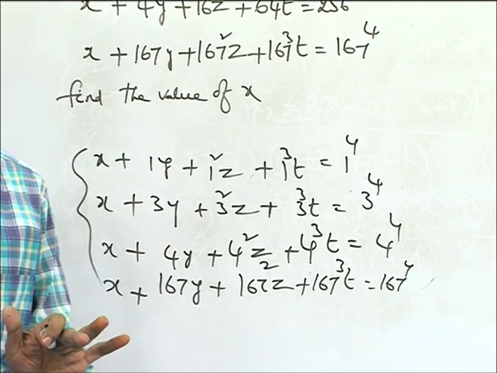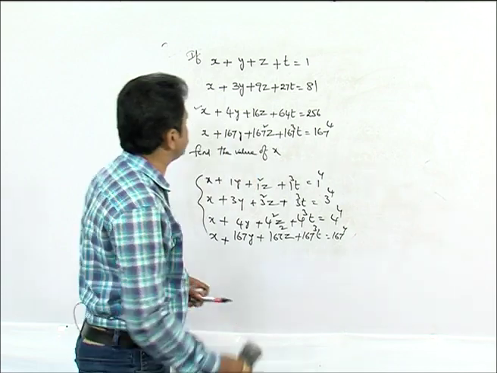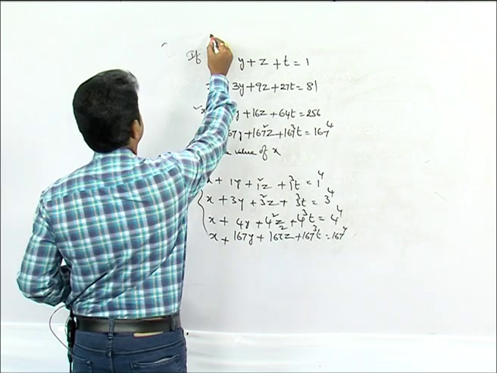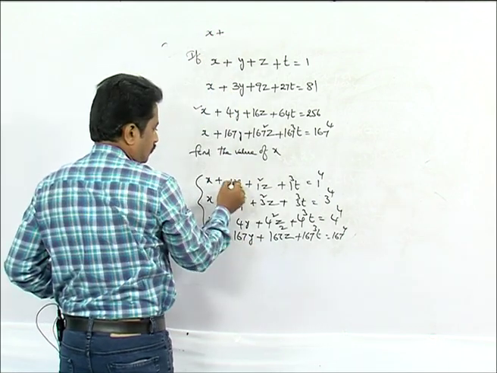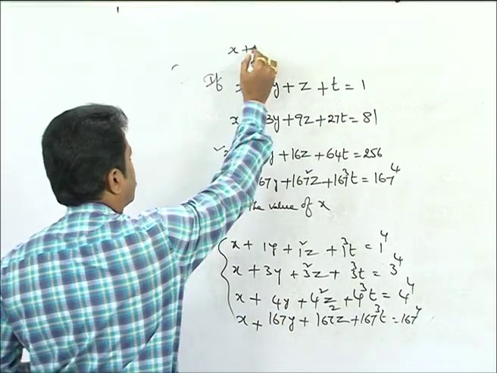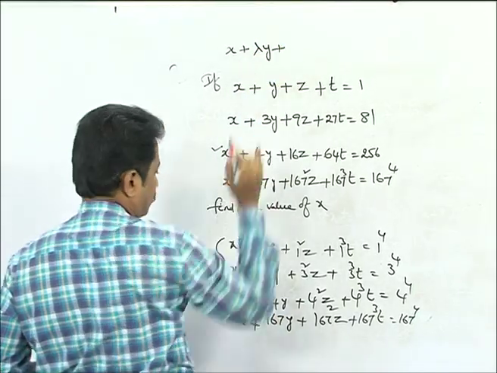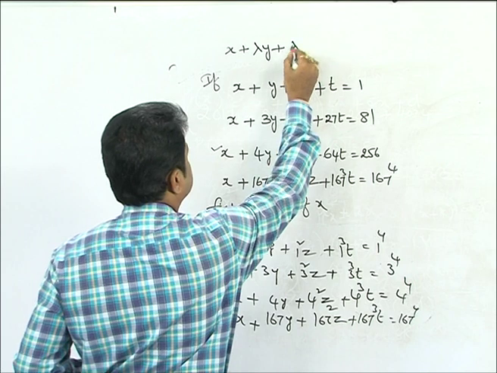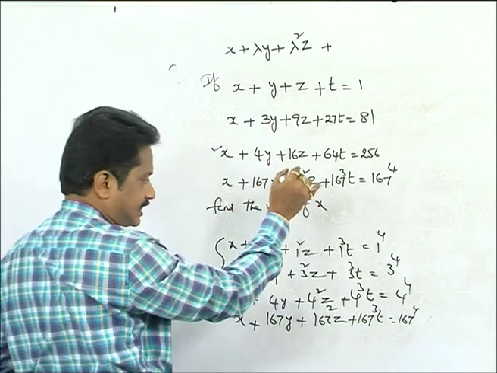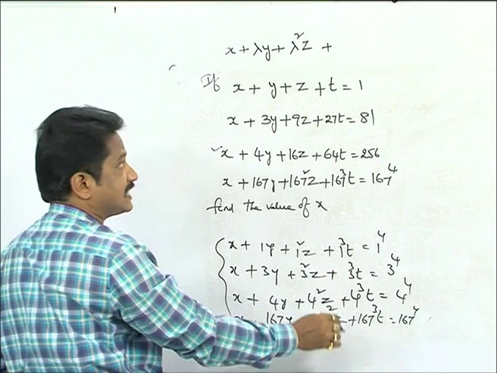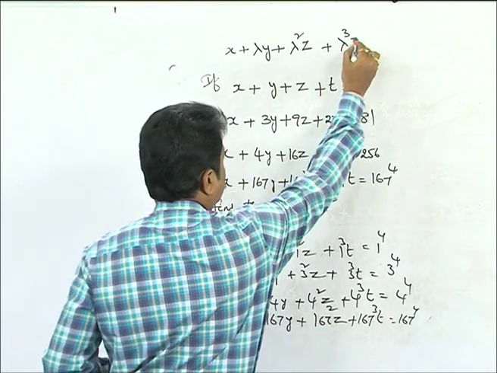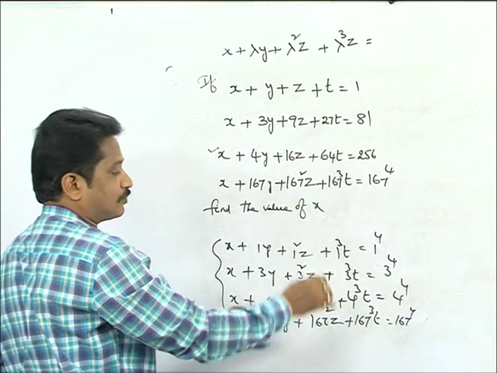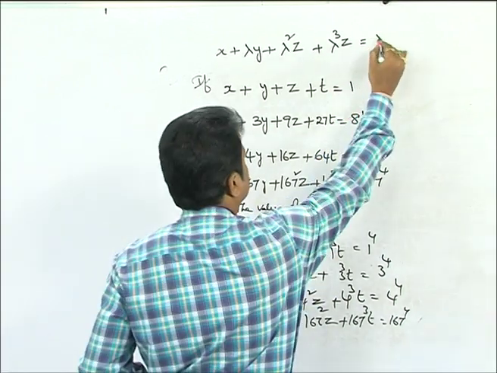same pattern. Now, you can write a generalized equation. I will write the generalized equation on the top, just for comparison. Here it is x; 1, 3, 4, 167 I will write as lambda y. 1 square, 3 square, 4 square, 167 square, we can write as lambda square z. Next 1 cube, 3 cube, 4 cube, 167 cube, I can write as lambda cube t is equal to 1 power 4, 3 power 4, 4 power 4, 167 power 4, which is lambda to the power of 4.